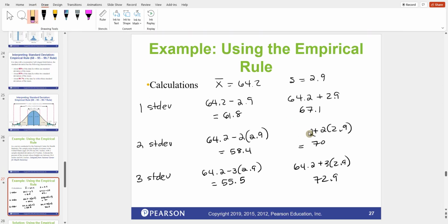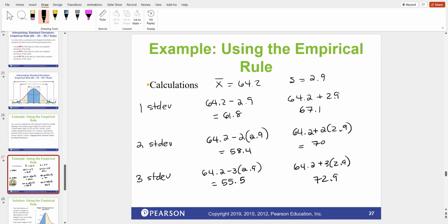I just want to make sure you know that this is 64.2, so let me erase that and put that back in. 64.2. All right, so I have all my numbers, so I'm going to show you what it looks like on the graph.